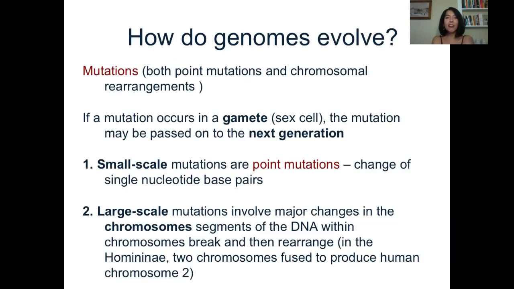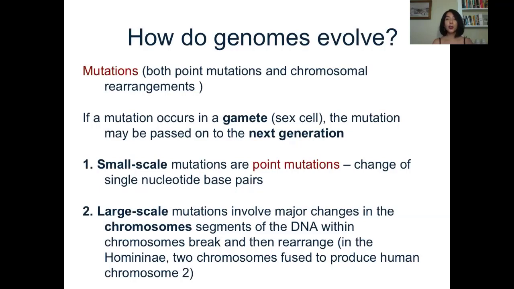But first, how do genomes evolve? You know this answer, and that's through mutations. Last class, we learned that mutations are responsible for the genetic variation, and it's very important when this mutation happens in the gametes, because that can pass to the next generation, whereas if it happens in the somatic cells, it doesn't pass to the next generation.